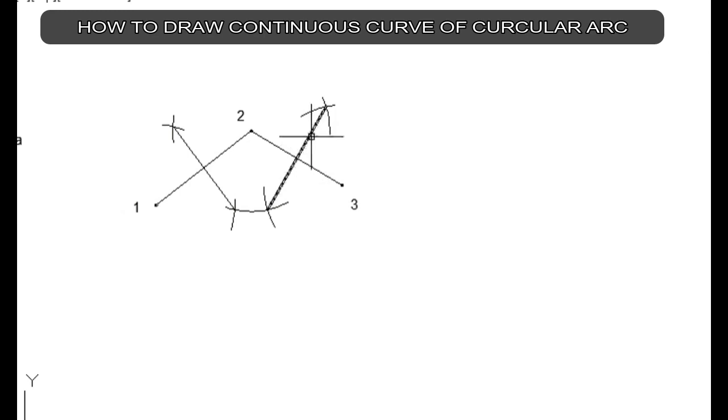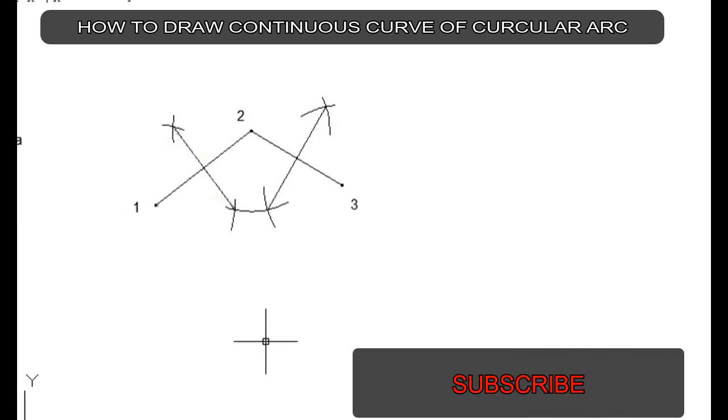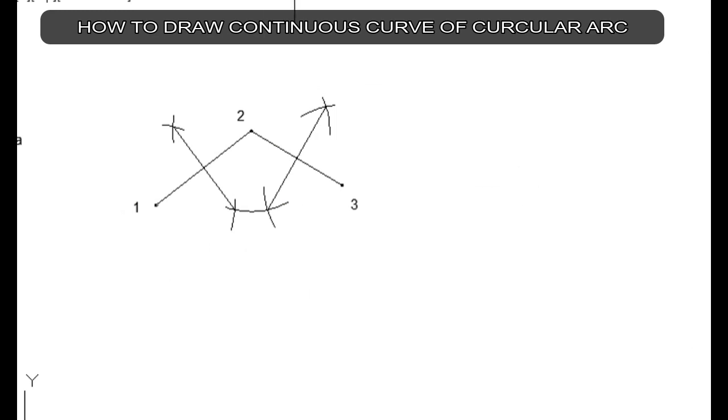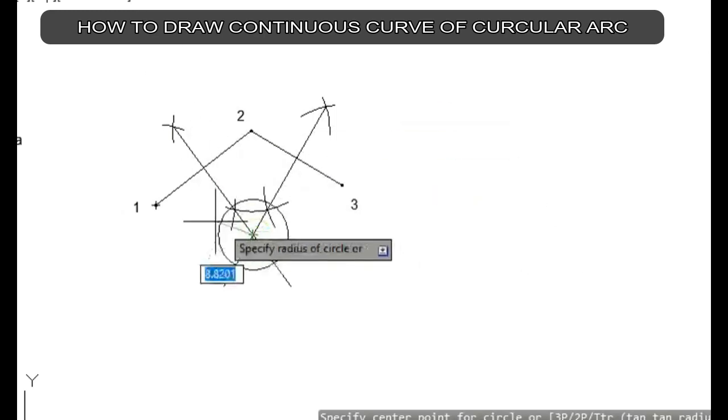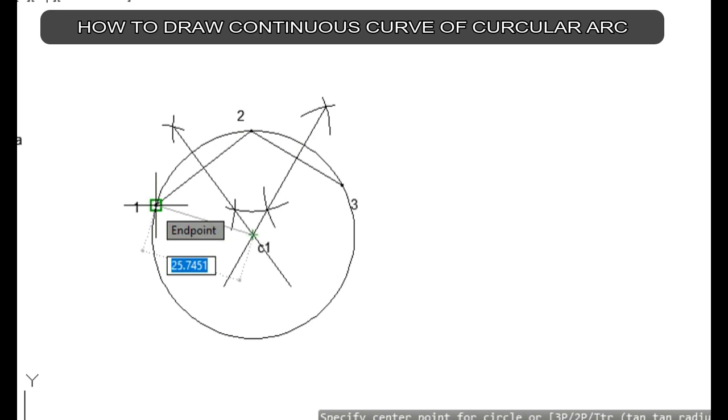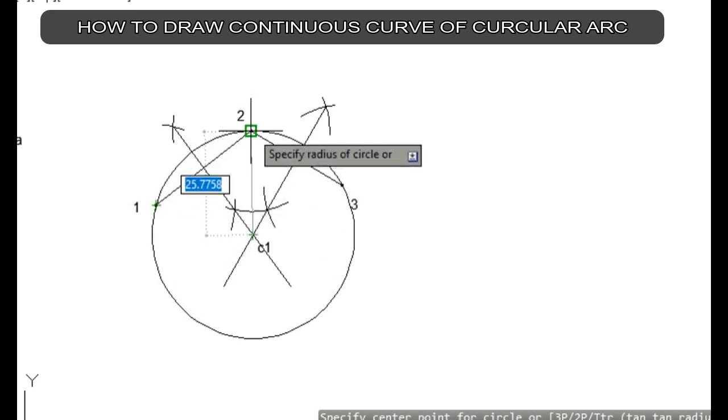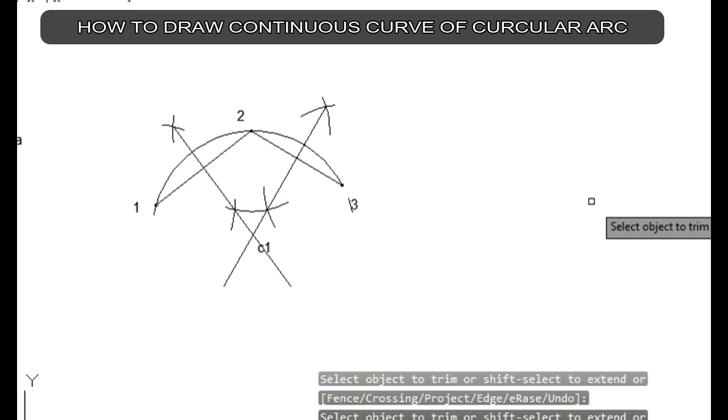Next we will extend this line and this line here so that we can get an intersecting point. Now we will draw an arc considering C1 as center and this as radius, C1 1 or C1 2. So this is our continuous curve of circular arcs of 3 points.